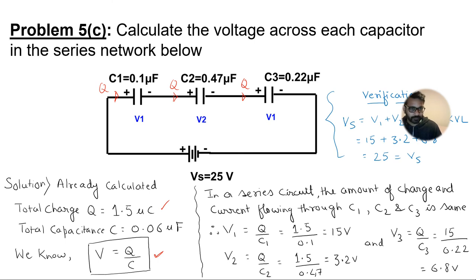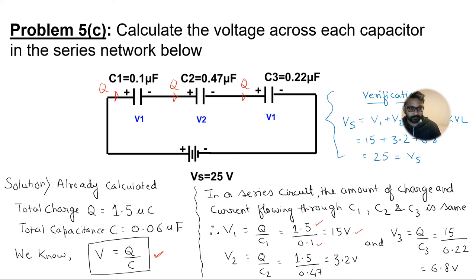So V1, the voltage across capacitor C1, will be Q divided by C1. Q is 1.5 microcoulombs, and I'm not converting the units because the charge is in microcoulombs and the capacitance is in microfarads. So 1.5 divided by 0.1 gives us 15 volts.